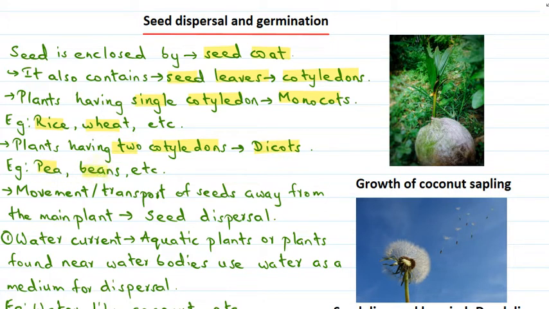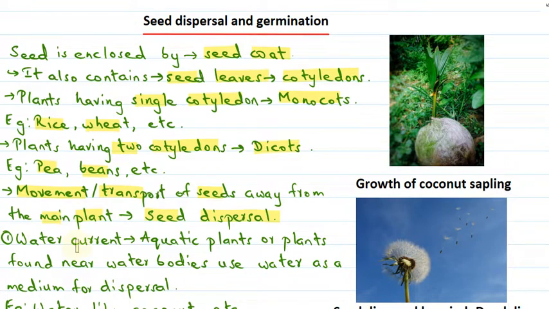Now, in order to be able to grow under favorable conditions, the seeds need to scatter over a large area, right? So this process of movement or transport of seeds away from the main plant is called seed dispersal, which can take place by means of living as well as non-living things.